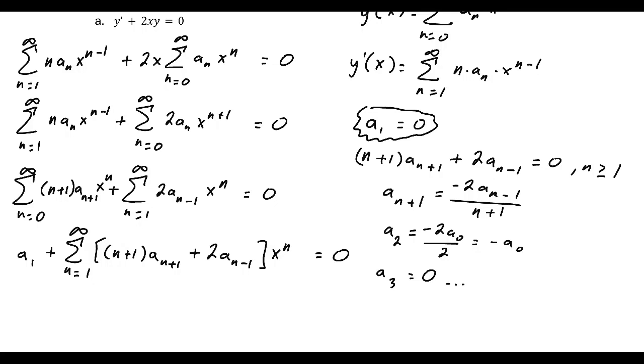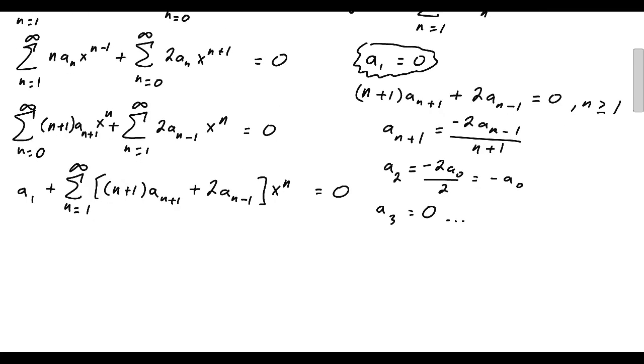So let's concentrate just a little bit on a sub 4. Let me just actually write these down here. So a sub 1 is equal to 0. A sub 2 is equal to negative a sub 0. A sub 0 was actually unknown. That's actually going to be our constant in this whole matter, this differential equation.